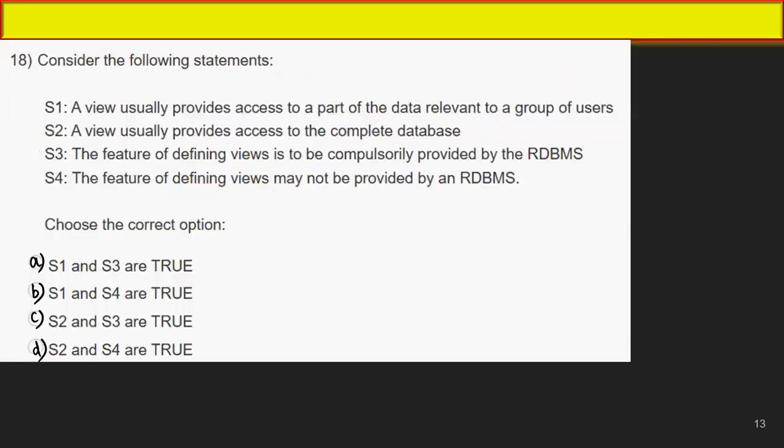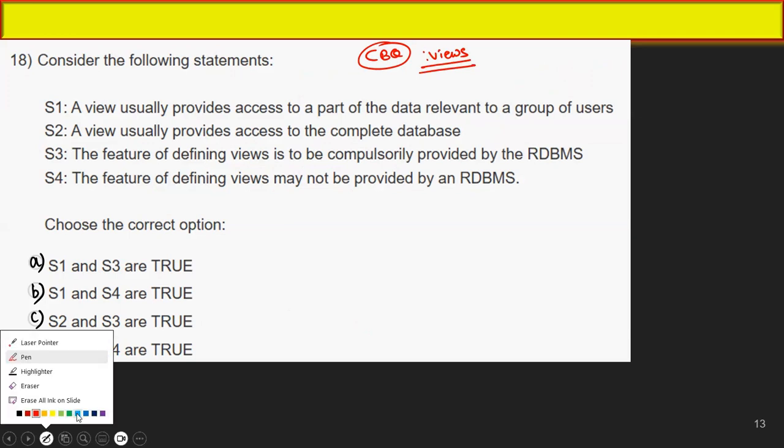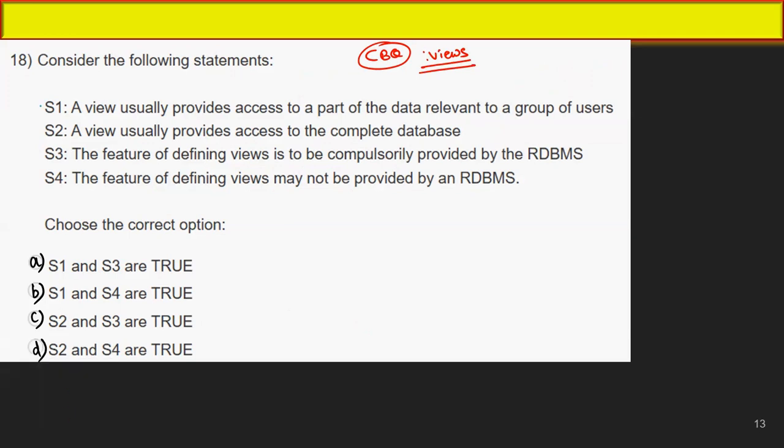Third one is a code-based question. This discusses the idea called views in a database management system. First, let us go by statement. A view usually provides access to part of the data relevant to the group of users. Say yes, sir. Part of the data. This is a key point here. View means part of the data, right? Why?